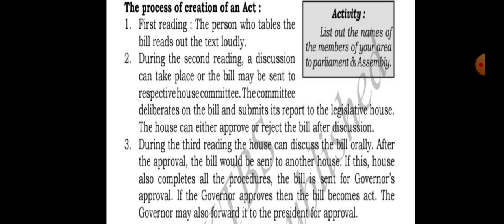Then what is the next stage? The third reading takes place. In the third reading, the house can discuss the bill orally. Oral discussion takes place once again after the approval.